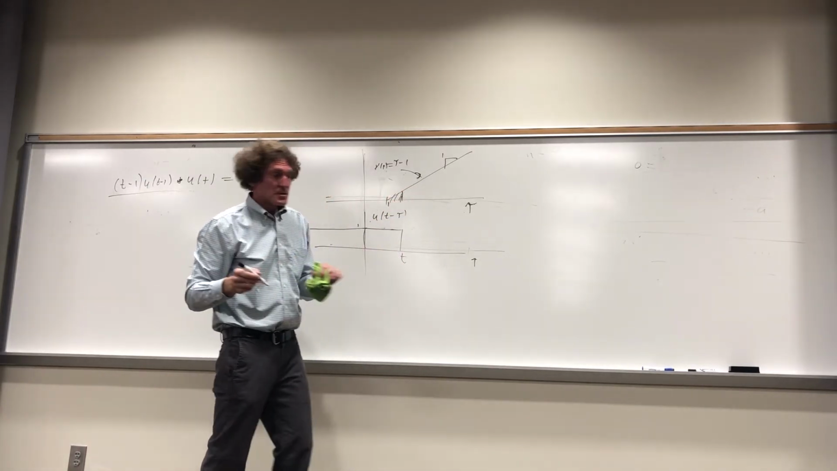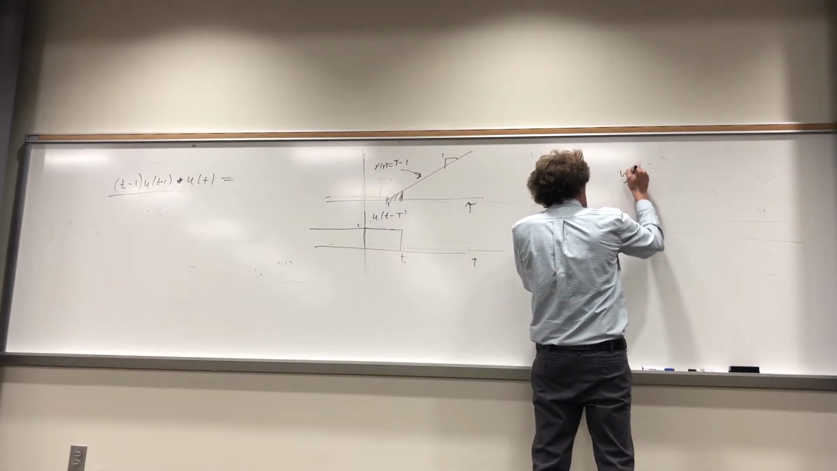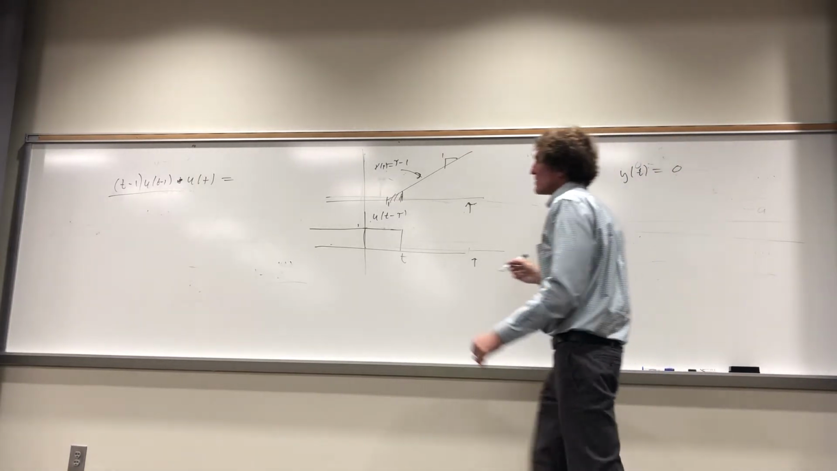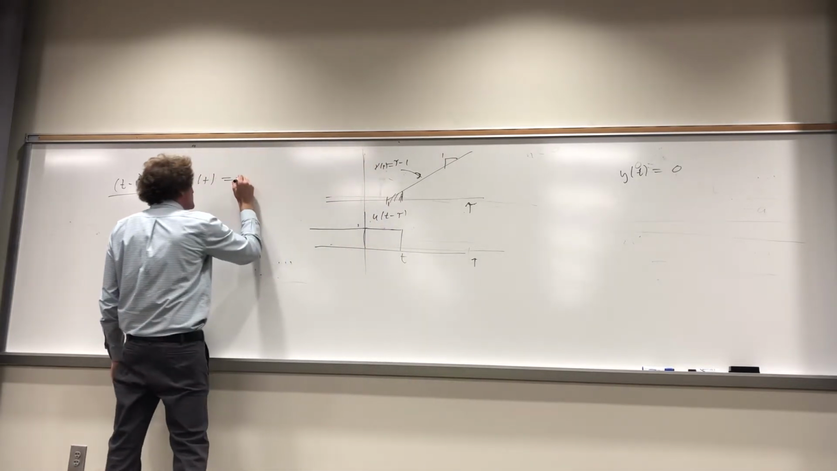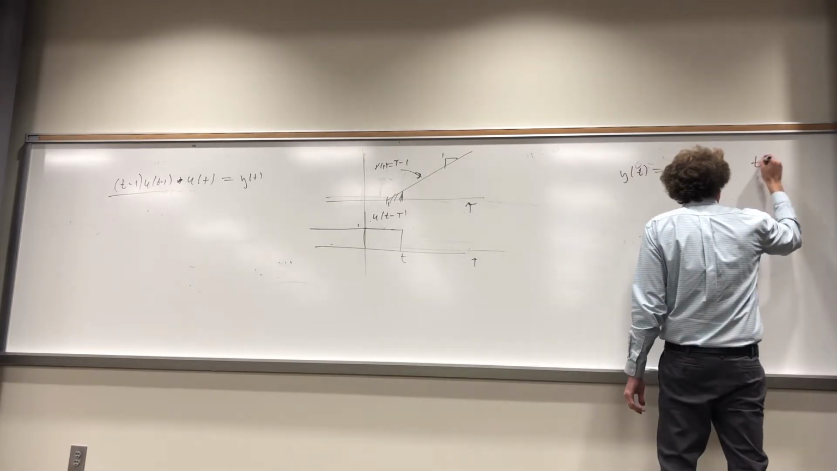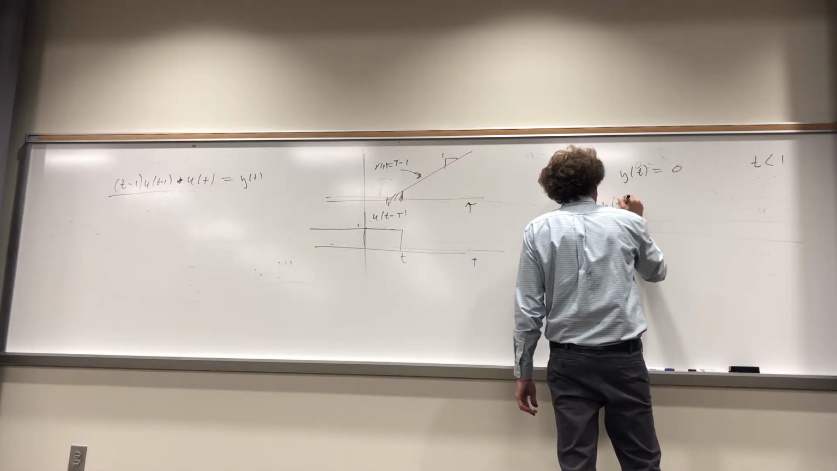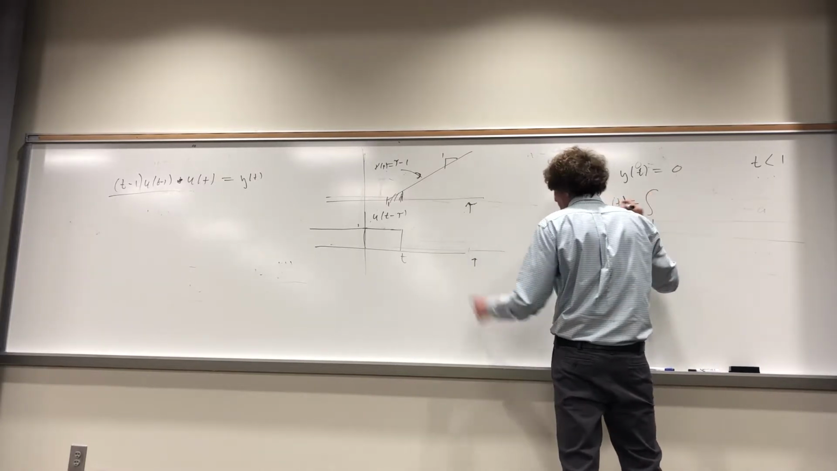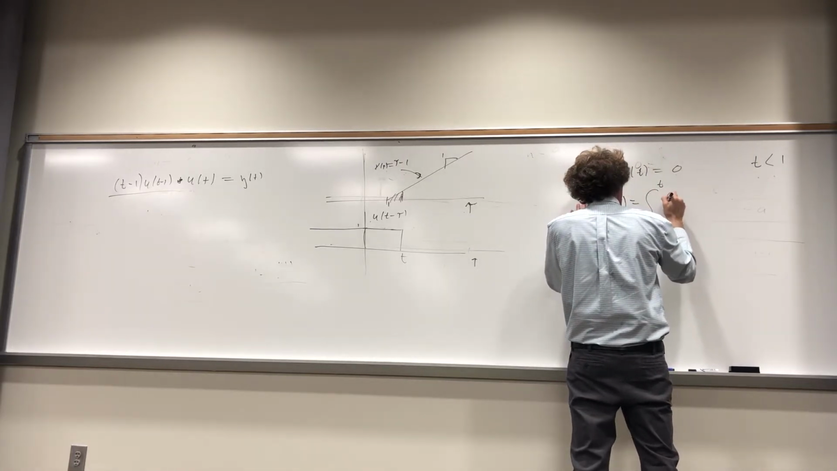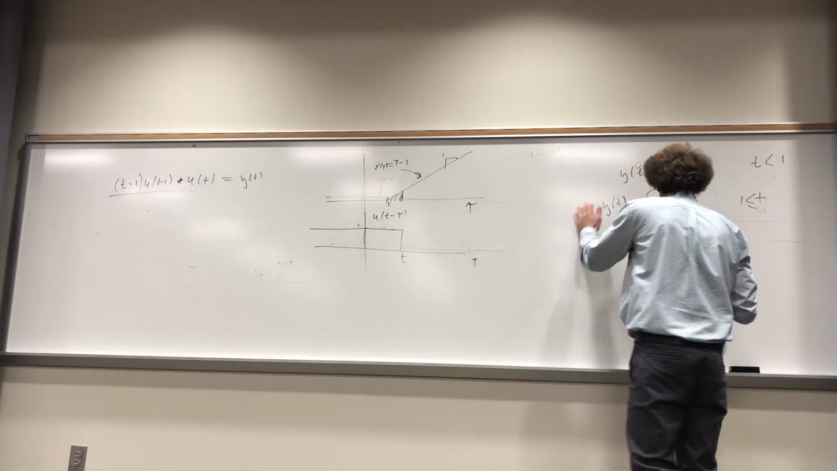Agree? So when we take a look at this, I can say, therefore, my y of t, the convolution of those two, I'm going to call y of t, will be 0 for t less than 1. And then y of t will be equal to the integral from 1 to t of tau minus 1 d tau for t greater than or equal to 1. Do you all agree with that, class?